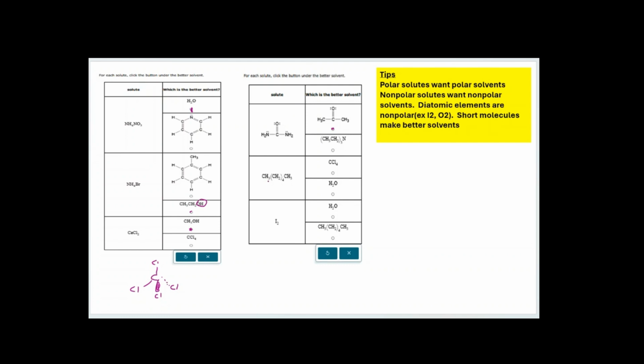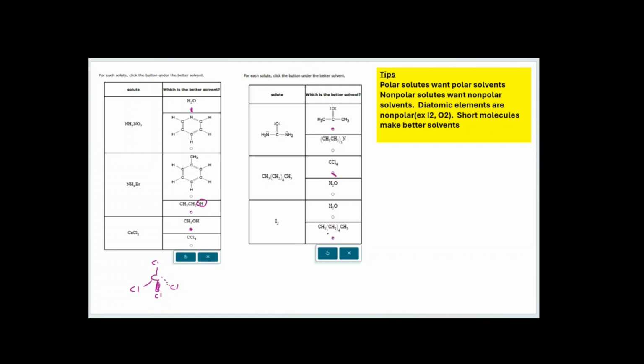Next up, you have CH3, CH2, CH4, and we've already broken the rules down here. This is considered nonpolar because it has no oxygen, nitrogen, or anything like that to bring polarity to it. So the better solvent is going to be CCl4 because it's nonpolar. And then at the end, we have I2, or iodine, and we see that we have 2 of them. That's going to be nonpolar, and similar rules apply. Water is polar. This CH3, CH2, CH3 is going to be nonpolar, so that's going to make for the better solvent.